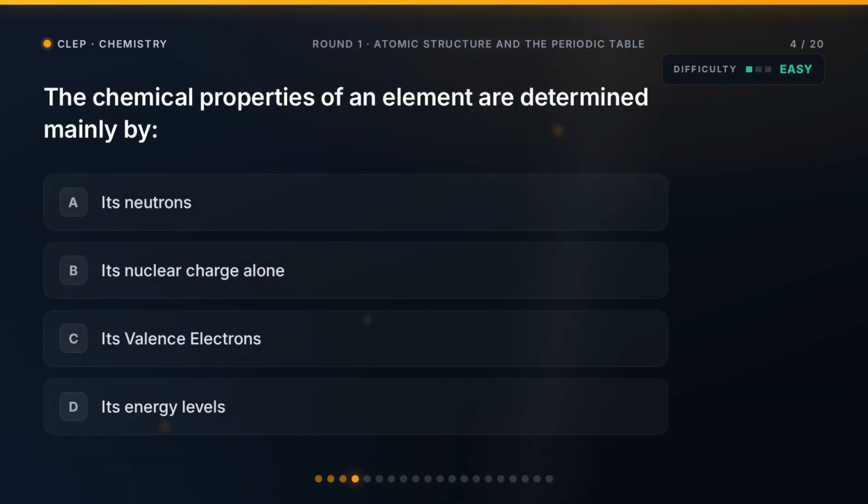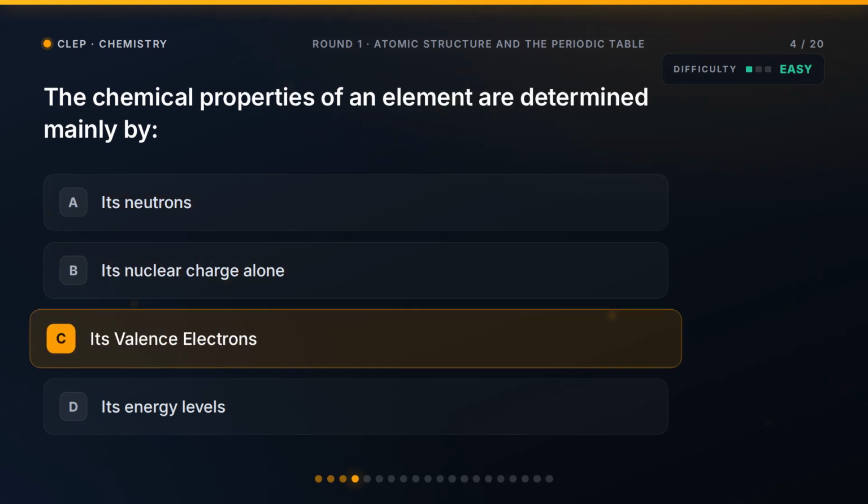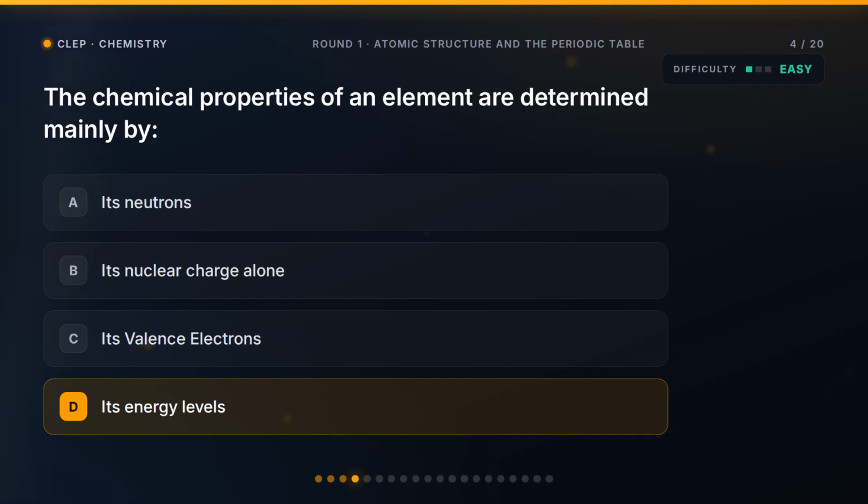Question 4. The chemical properties of an element are determined mainly by A. Its neutrons. B. Its nuclear charge alone. C. Its valence electrons. D. Its energy levels.